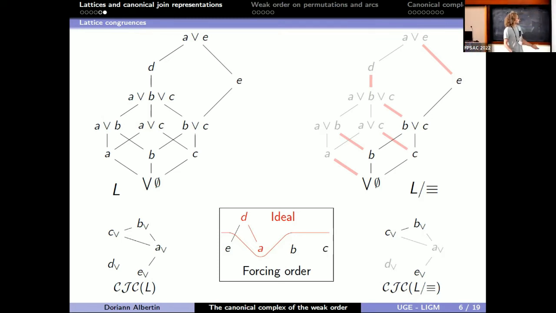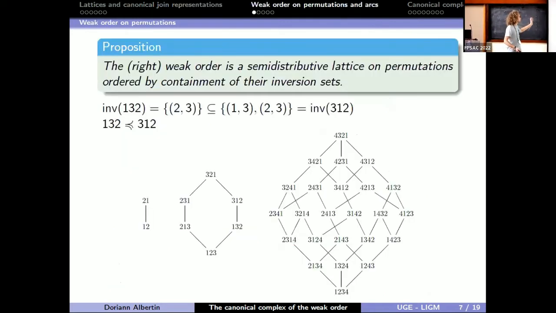All right. With this out of the way, I'm going to be able to talk about the weak order. So very briefly, the weak order, I'm going to be talking about the right weak order, is a semidistributive lattice on permutations. They are ordered by containment of inversion sets. We've seen this half an hour earlier. Very briefly, in the case of permutations, the inversion set of a permutation is just the set of pairs of elements that are sorted in decreasing order in the permutation.